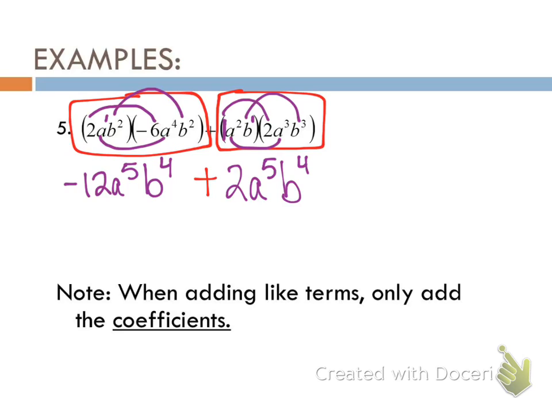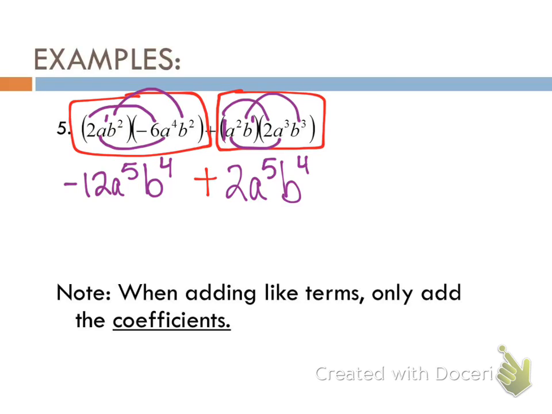Now, we have to decide if we can actually add these together. Are these like terms? Yes. The variables are the same with the same exponents. A to the 5th, b to the 4th. A to the 5th, b to the 4th.